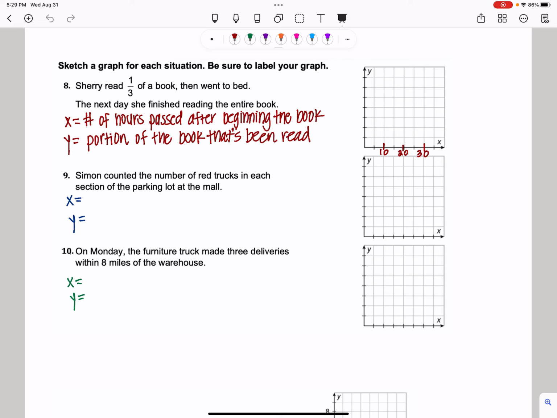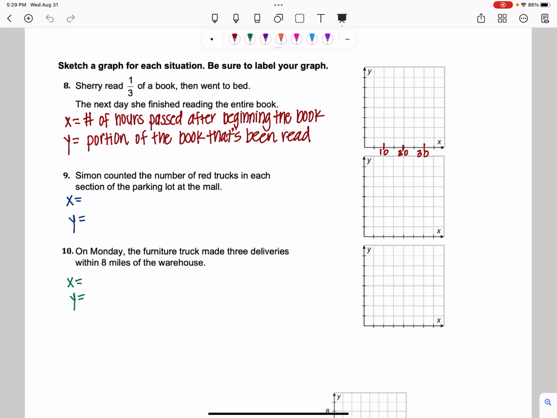So I read number 8 and it said, Sherry read 1/3 of a book and then she went to bed. The next day she finished reading the entire book. And this one was kind of challenging for me because I was thinking about the two things that we're comparing. So we're comparing time passing, and the amount of the book that Sherry has read increases.